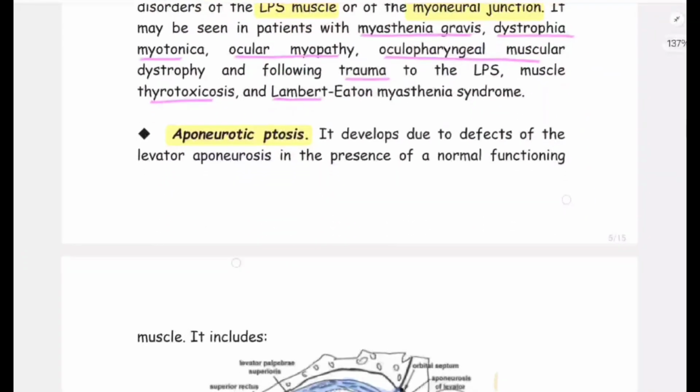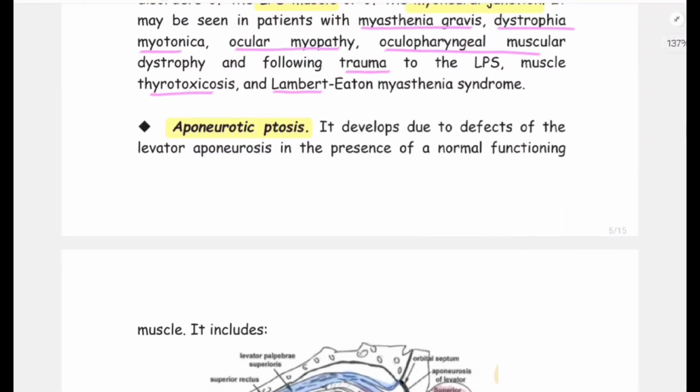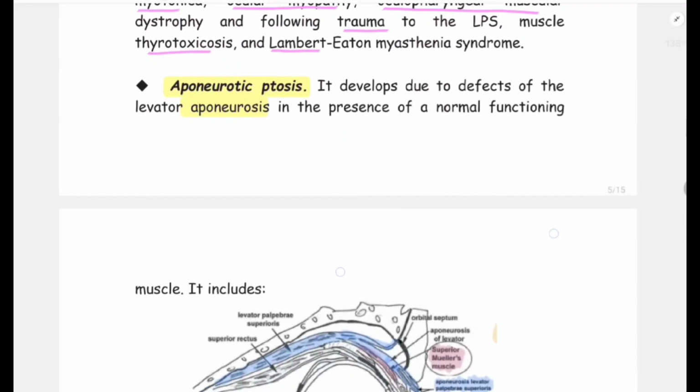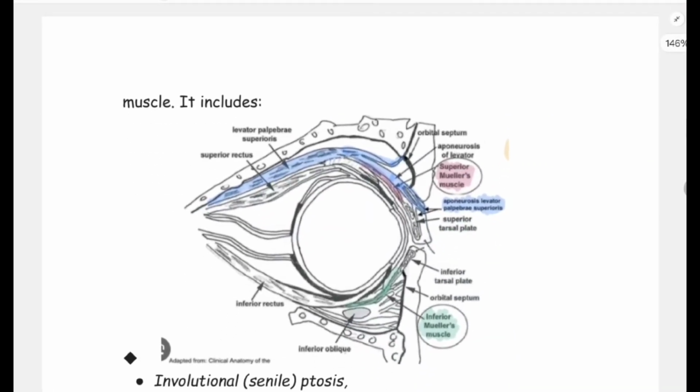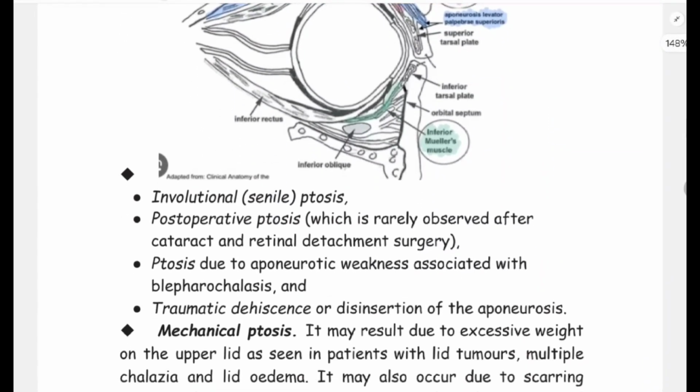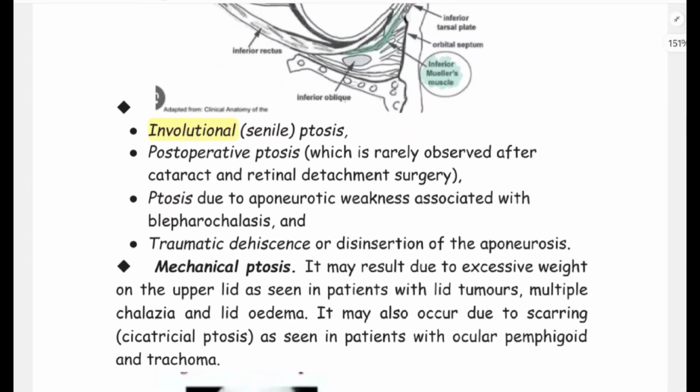Next, coming to aponeurotic ptosis. It is another cause of acquired ptosis. It develops due to defect of the levator aponeurosis in the presence of normally functioning muscle. Here we can see the aponeurosis of the levator muscle. The muscle function is normal. The causes include senile, that is old age involutional ptosis, or post-operative, rarely observed in cataract or retinal detachment surgery, or ptosis due to aponeurotic weakness associated with blepharochalasis.